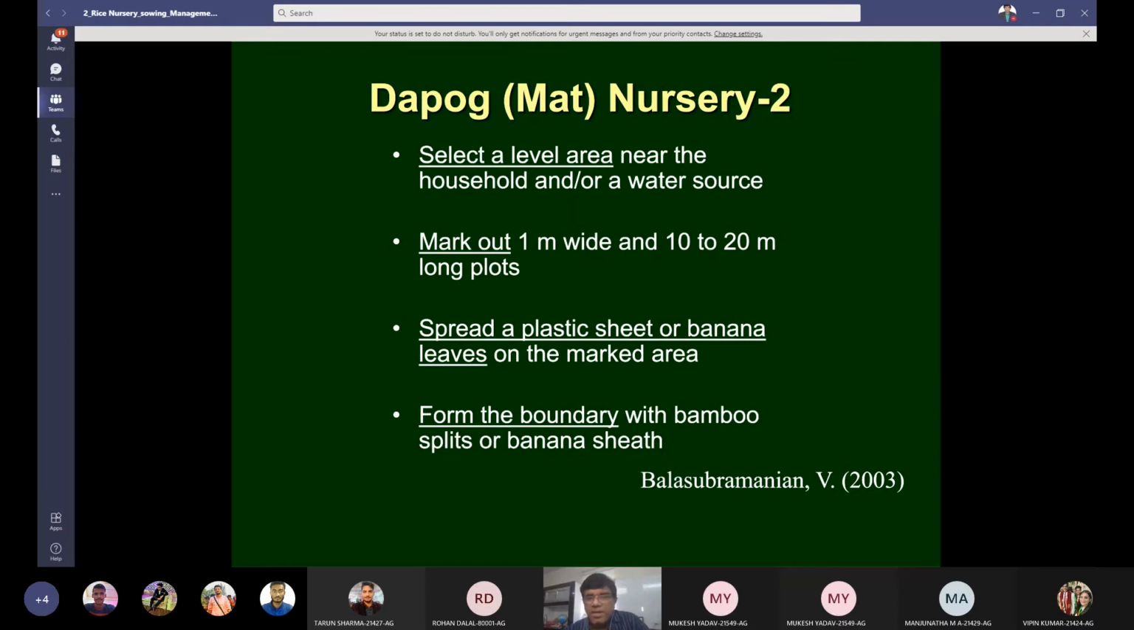Select a level area near the household and a water source. So you can prepare it anywhere. It is not necessary to go to the field. You can prepare it on a pakka floor, in the house, or anywhere. Mark out 1 meter wide and 10 to 20 meter long plots. So 1 meter wide, and the length can be managed as per requirement.